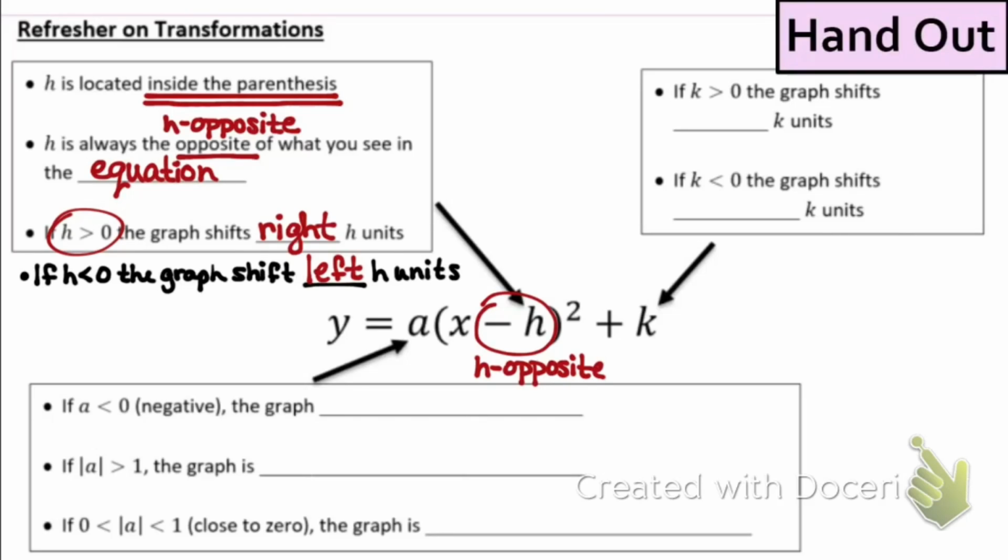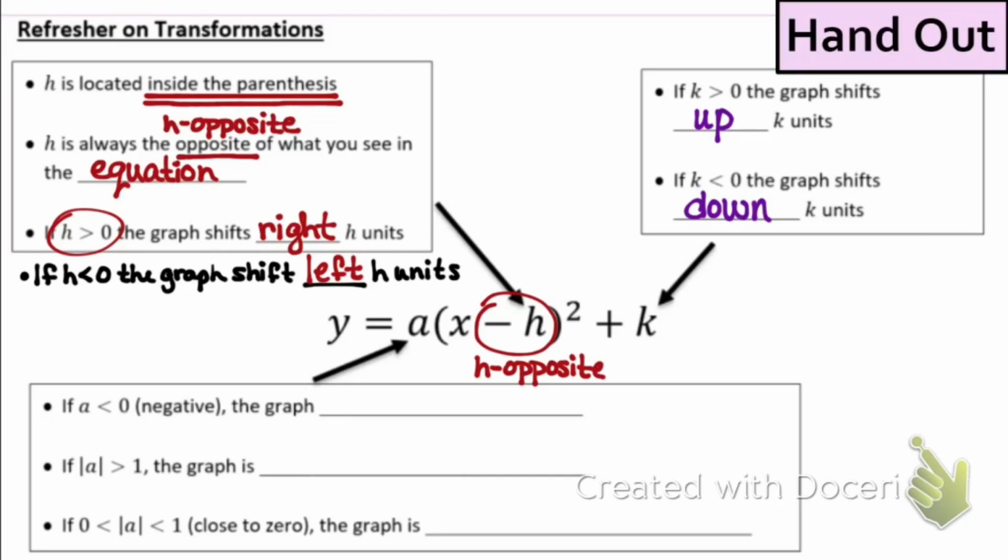Does anybody remember what k does? Up and down. So if k is a positive number, we shift up. If k is a negative number, we shift down. Nothing tricky, nothing fancy about k. It's always going to be on the end after everything else. Never inside parentheses, and it is never the opposite.